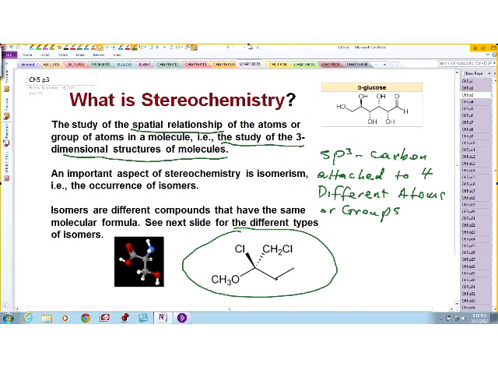And you can see here, since our focus is on that carbon, the rest of the molecule we do not represent using 3-dimensional structure. Now, if you take a look at this molecule also, even though we have a 3-dimensional representation here, our focus will be on this carbon right here, because this is the only carbon in this molecule that is attached to 4 different groups or 4 different atoms.